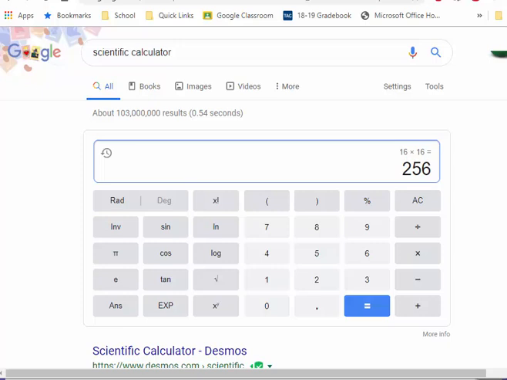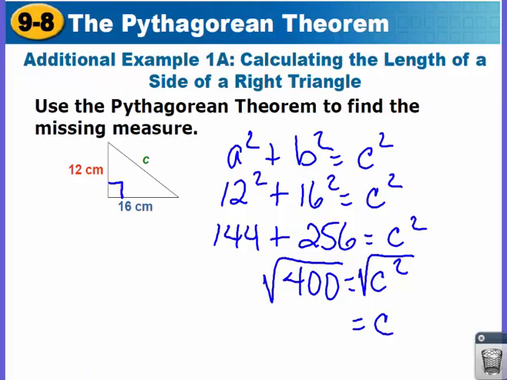Well, in this calculator, what we do is you type in, just like we do on our calculators at school, square root, and then type in 400. Oops, hit one too many. I don't have a backspace, it doesn't look like, so I'm going to have to clear that out. Oh, there, that's our backspace. So we hit equals at that point, and we end up with 20 as our answer. So C is equal to 20.